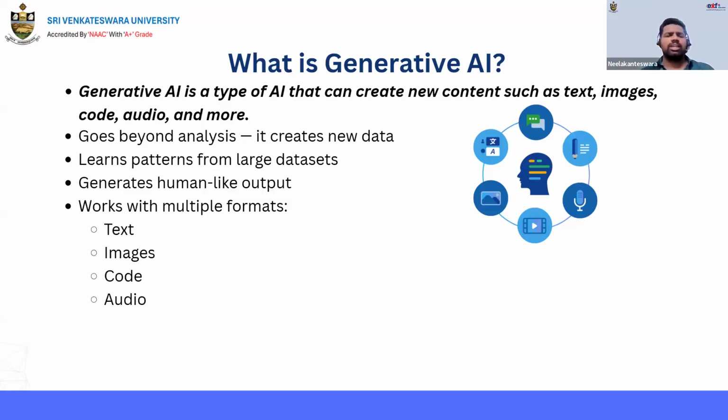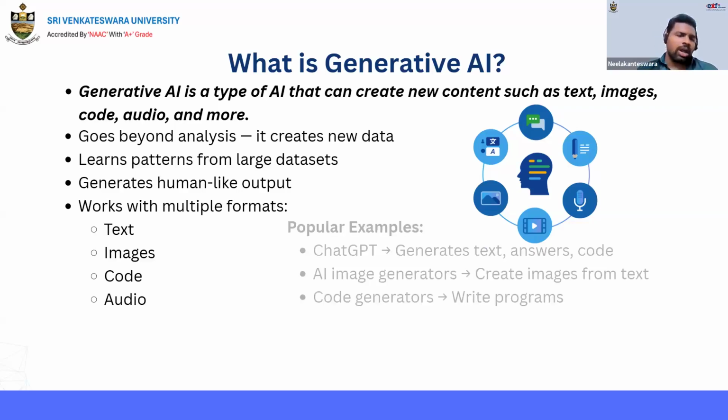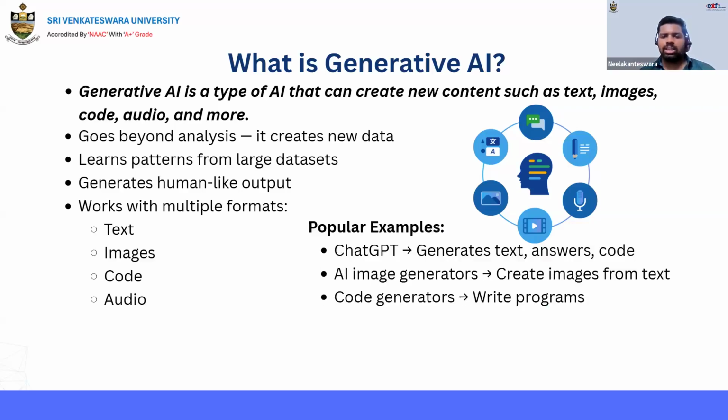Here also it needs data, some large data sets. Based on those, it learns all the patterns, and after learning, it is going to generate human-like outputs. That is how generative AI works. And here we have popular examples where we use generative AI. You can use ChatGPT, as I already mentioned. It generates text, it gives you answers for any questions, and it generates code also.